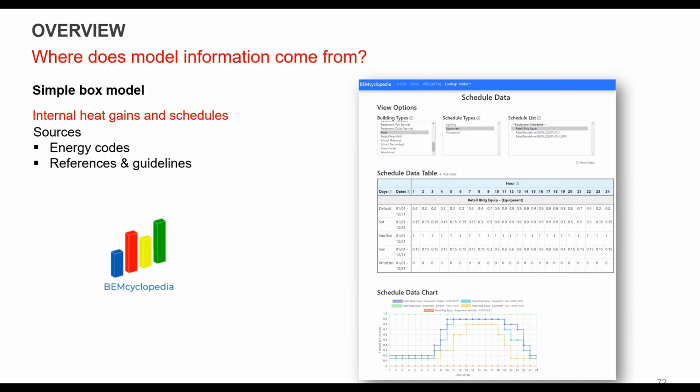And then in terms of schedules, BEMcyclopedia also has a really good list of schedules, again, based on the type of building and the end use profile. There also are very good schedules that come out of the user's manual for 90.1 that can be a good reference point.